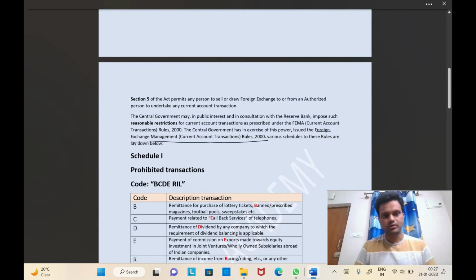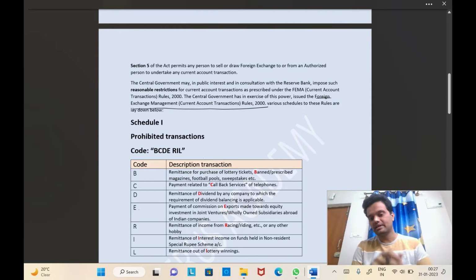So first, a few lines about Section 5 and the Foreign Exchange Management Rules 2000. Whenever there is a question about current account transactions, you can first mention this, then you can write the answer. So that is useful. You can go through it post this video, and this material is available in the description.